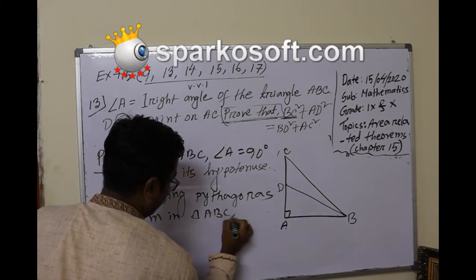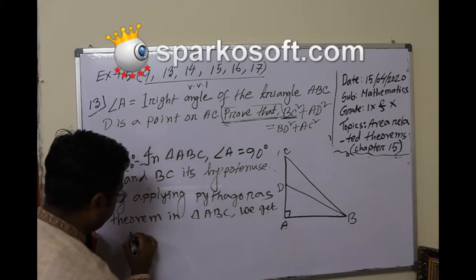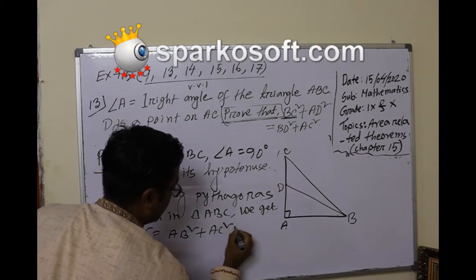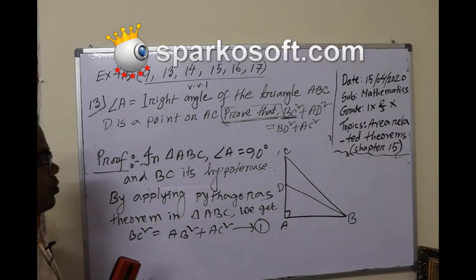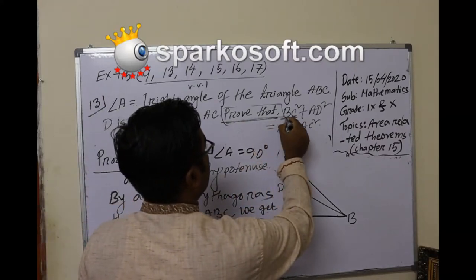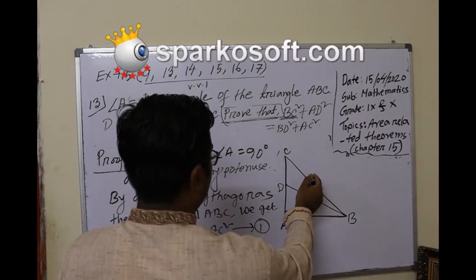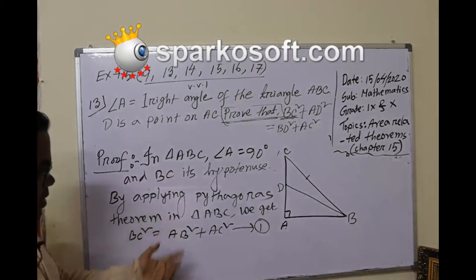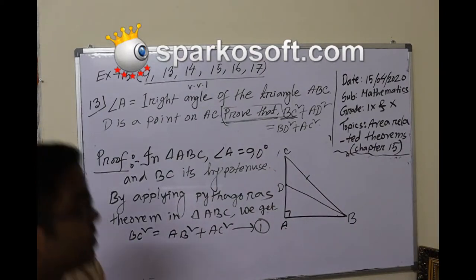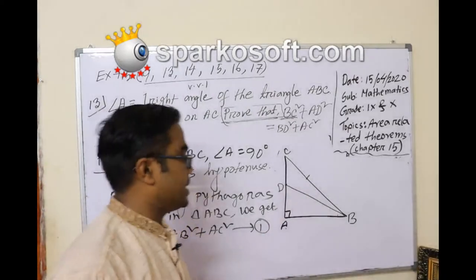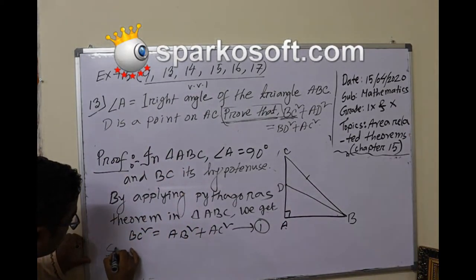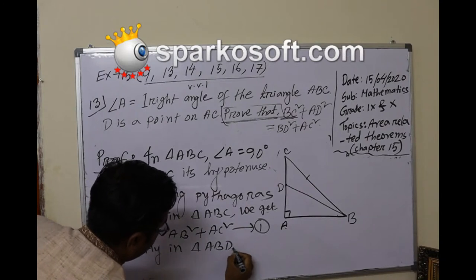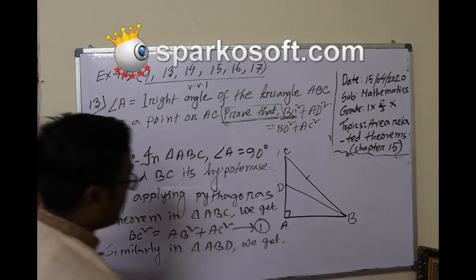In triangle ABC, we get BC square equals AB square plus AC square. It's very easy. You can call this equation number one, because in the left side BC square is there. First of all, you write hypotenuse square equals the sum of the squares of the other two sides. That's why I'm writing this way. Another triangle, similarly, in triangle ABD, how can you write? Similarly, in triangle ABD, we get BD square.